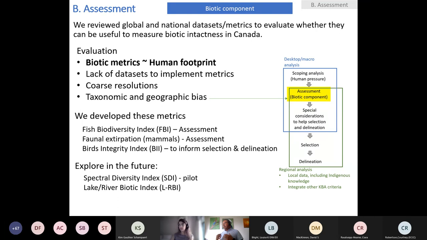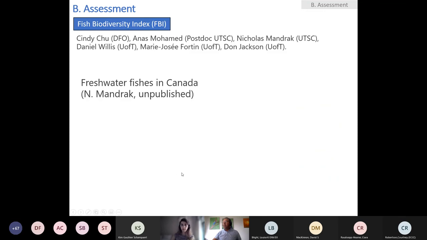Here I want to say that even though we didn't use some data because we have some taxonomic and geographic bias, we're going to use those data sets in the second stage, which is going to be more regional analysis using local data sets. But for the macro analysis, it was hard to compile data for the biotic component.